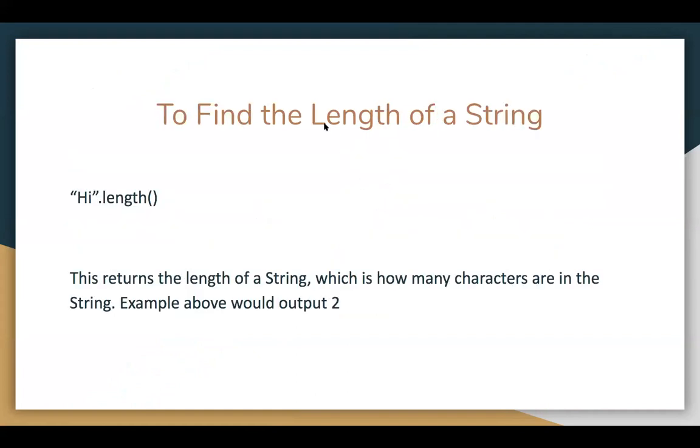So, to find the length of a string: just like how we can find the length of an array, we can also find the length of a string. This is an example of how you can find it. The method here, and these are called methods, is .length. By putting this, you'll be able to find the length of a string. This returns the length of a string, which is how many characters are in the string. So this example would output 2, since H is one character and I is another character.